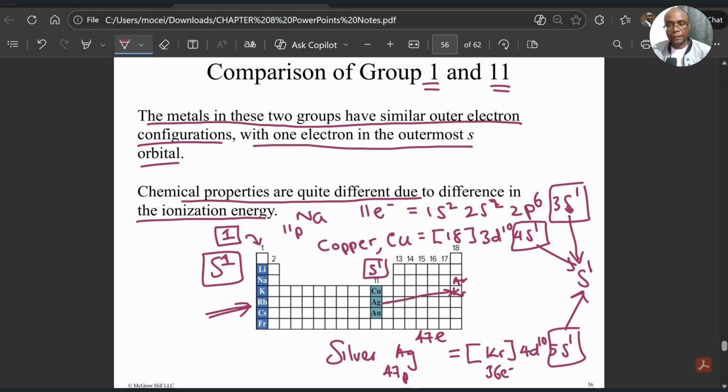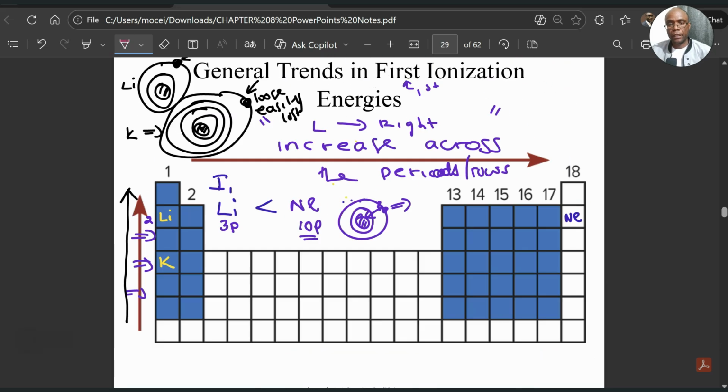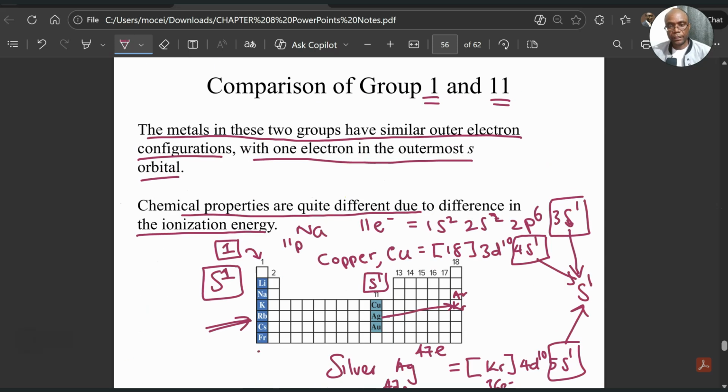So ionization energy, we said, increases across the periodic table from left to right generally. So we expect group 1 elements to have less ionization energy. They easily lose the electron compared to group 11.